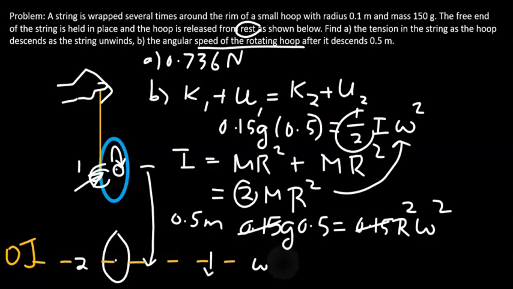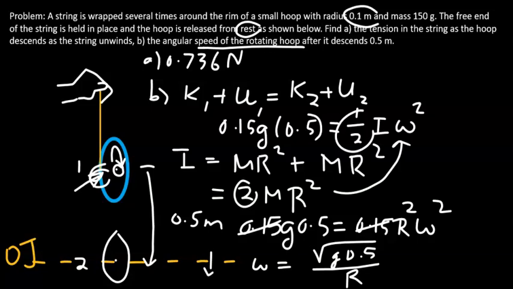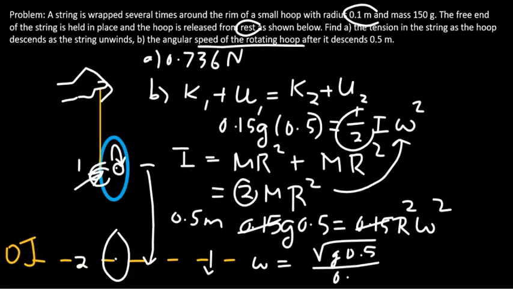And we can solve for omega. It is just the square root of g times 0.5 over the radius of the hoop. Note that we have already taken the square root, so the square root of r squared is just r. We are given the radius. Radius is 0.1 meter. So substituting that 0.1 meter here, we can calculate the angular speed of the rotating hoop at that point, which is 22.1 radians per second. And that solves the problem.